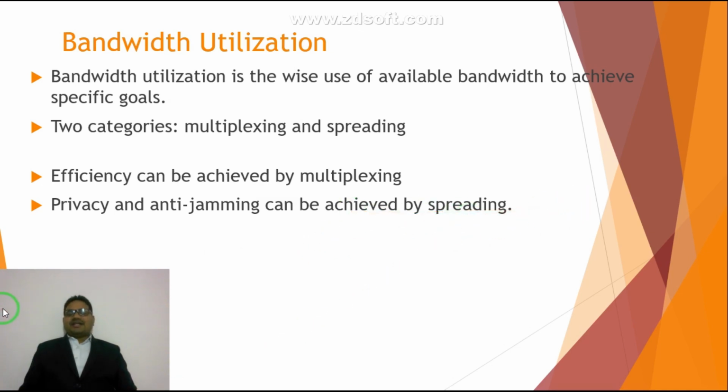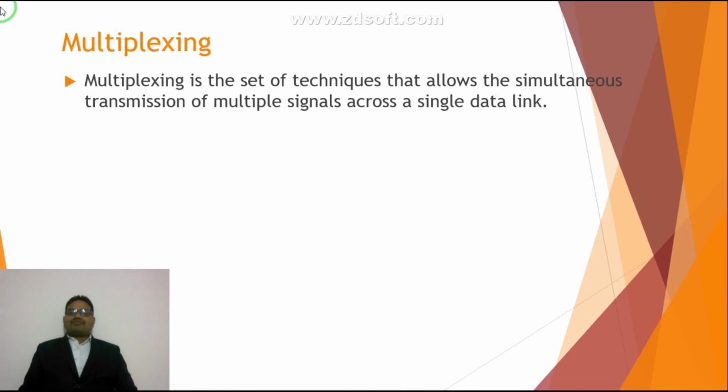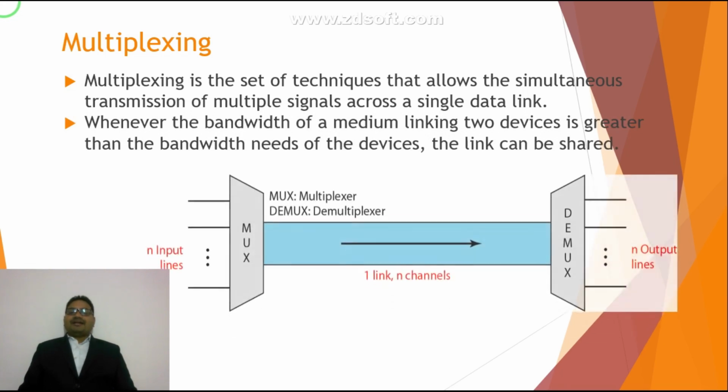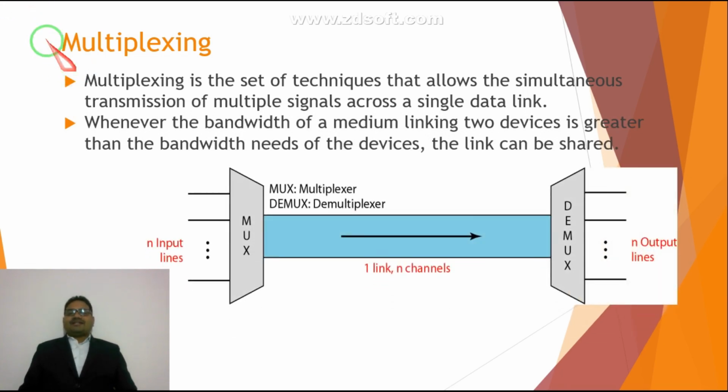So guys, basically in your syllabus we have multiplexing, so we are going to see multiplexing. What is multiplexing? It is a set of techniques that allows simultaneous transmission of multiple signals across a single data link. Whenever the bandwidth of a medium linking two devices is greater than the bandwidth needs of the devices, the link can be shared.